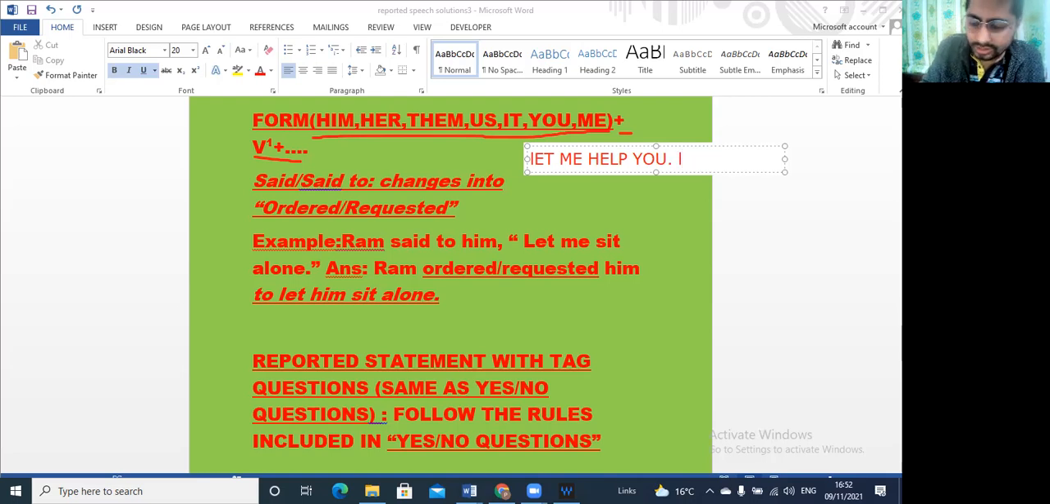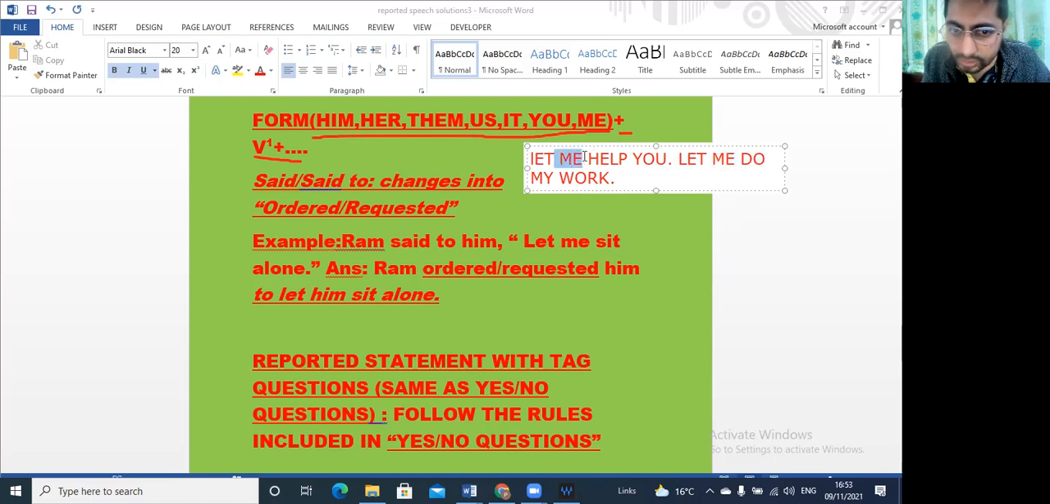Let me do my work. Okay, so these are the formats of this structure. What we can see here: work is verb one, do is verb one, after the object me.